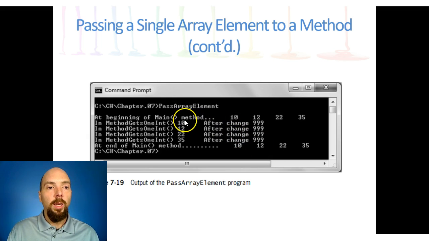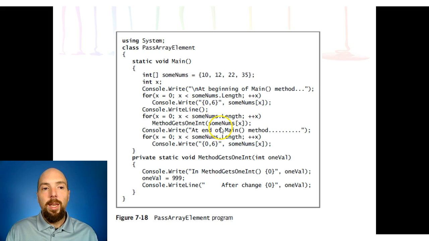Alright, so what happened is in the main method, we had 10, 12, 22, 35. It takes 10, it passes 10 over to our method gets one int. It knows that it's 10, and then it changes the value to 999. Now the catch is that one val is a local variable to this method, which means that this variable, one val, has no bearing on the values that are in the actual array. It's not changing the actual array. It only knows the value of the elements of the array for the purpose of that particular method running.